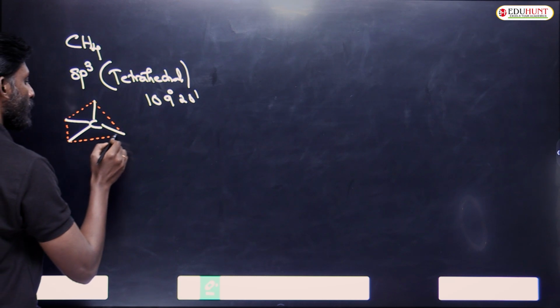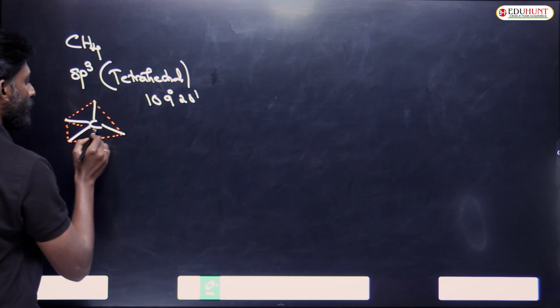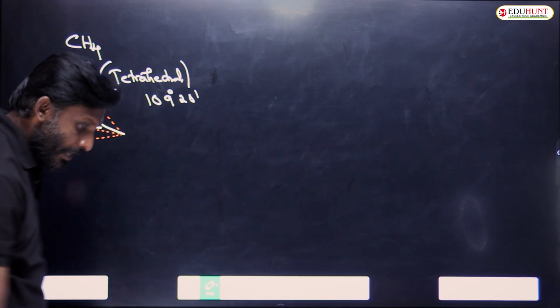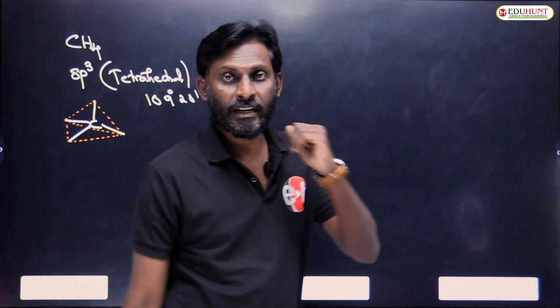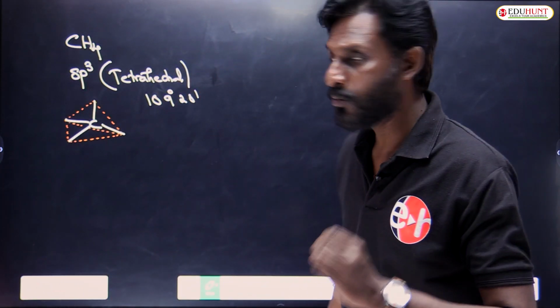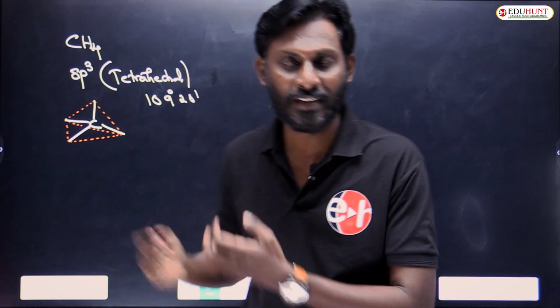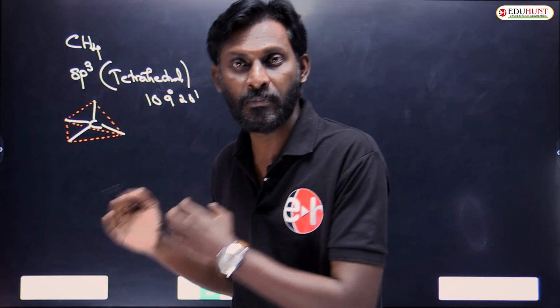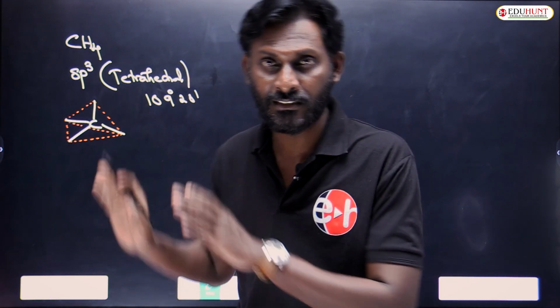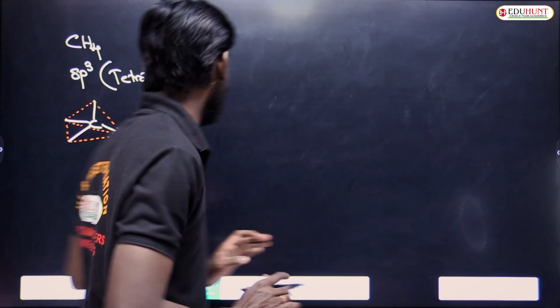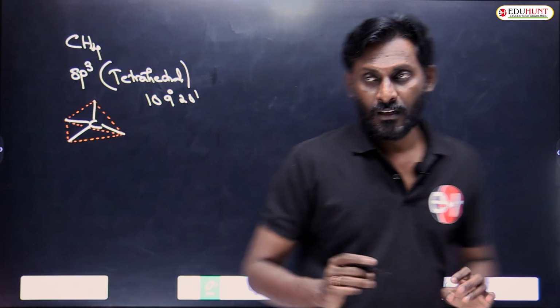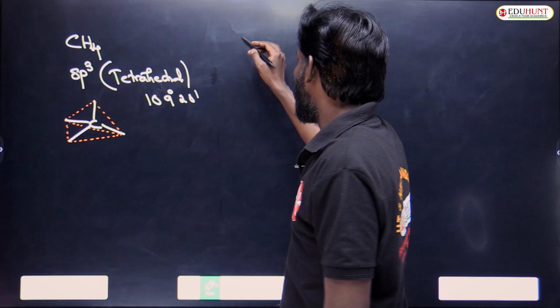So it means if you know the hybridization of the central atom, we can predict the geometry. It seems to be like that, right? We can predict the geometry, we can predict the shape, we can predict the bond angle. It seems to be right here. Yes, of course it is correct. But for suppose, I'll explain one more example.